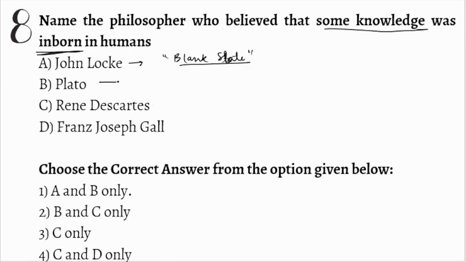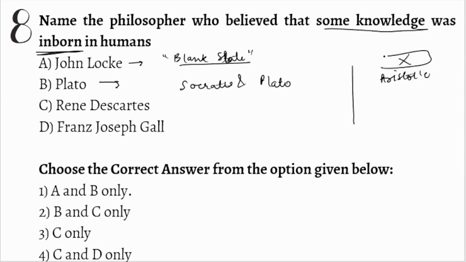Plato was a nativist, right? Socrates and Plato both were nativists. They both believed that some knowledge is inbuilt in us, but Aristotle was not. He believed in nurture a lot. Okay, so B is going to be a part of our answer. Then C, we have read René Descartes whenever we talked about dualism or interactionism, but I am not sure whether he believed in inborn knowledge or not. Okay, let us move to the next options.